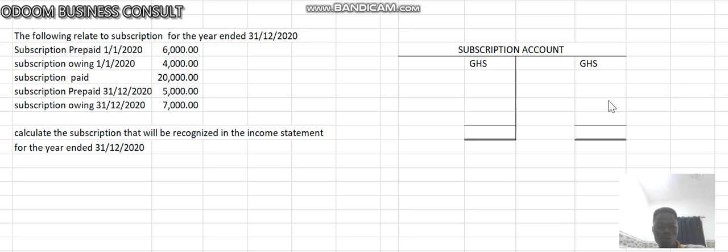In the previous video, we looked at income owings and income prepaid, and I promised you guys that we are going to look at how to prepare the accounts to identify the amount to be taken to the income statement or the trading profit or loss account. So we have this example on our screen, which we are going to use to do that computation.